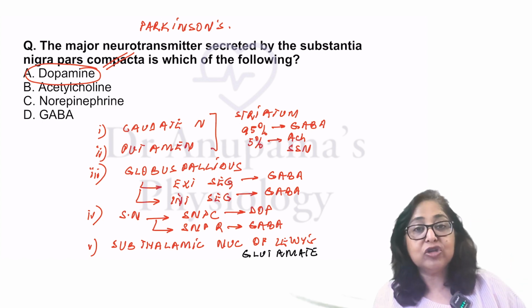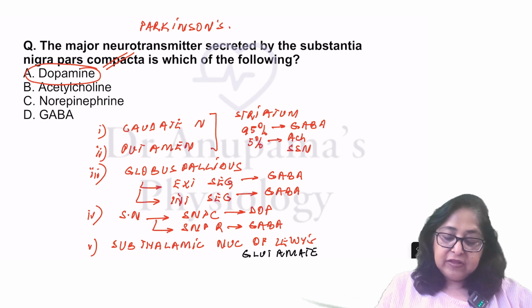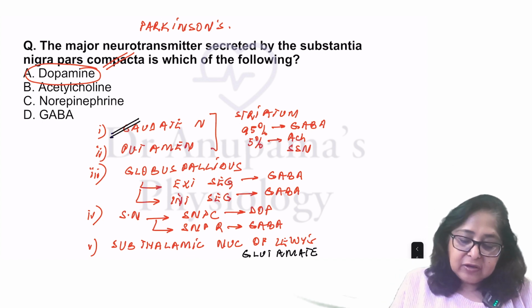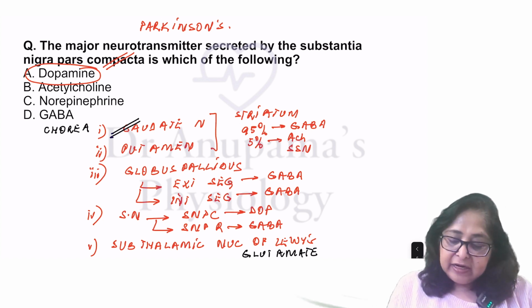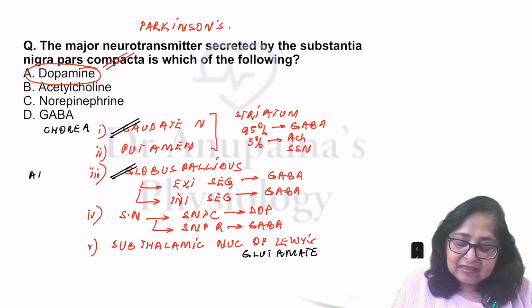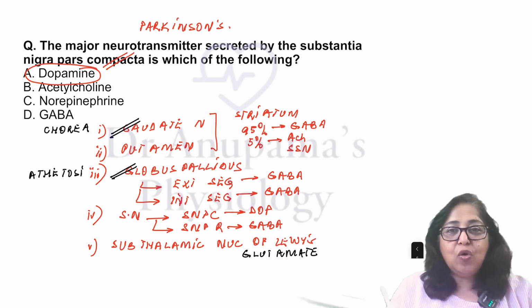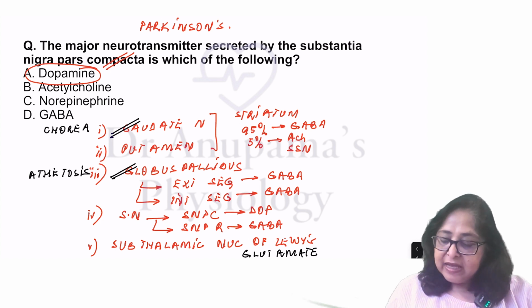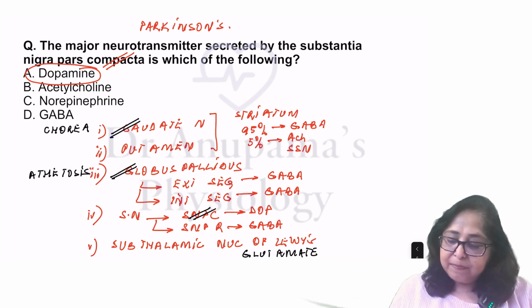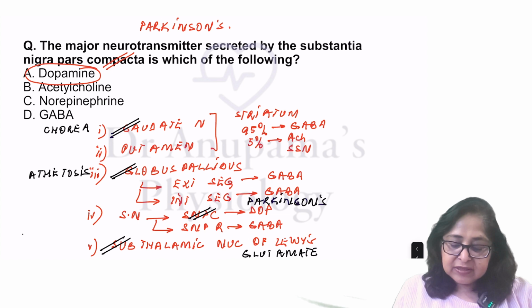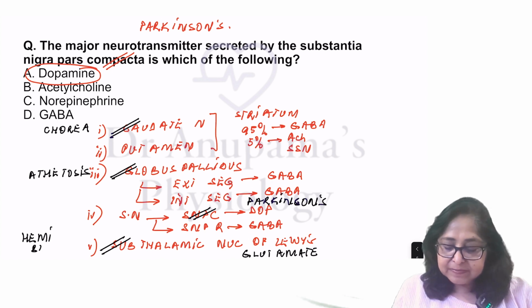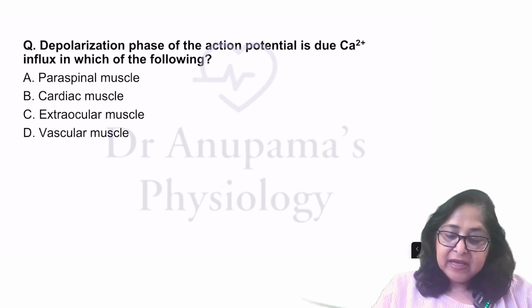Now let's see what the lesions are. A lesion of the caudate nucleus produces chorea, involuntary flicking movements. A lesion of the globus pallidus produces athetosis, which are slow writhing movements. A lesion of the substantia nigra pars compacta produces Parkinson's. Loss of dopaminergic neurons produces Parkinson's. Lesion of the subthalamic nucleus of Luys produces hemiballismus.